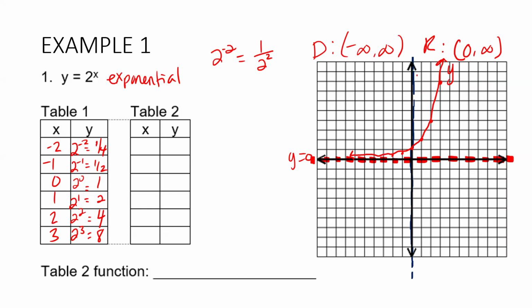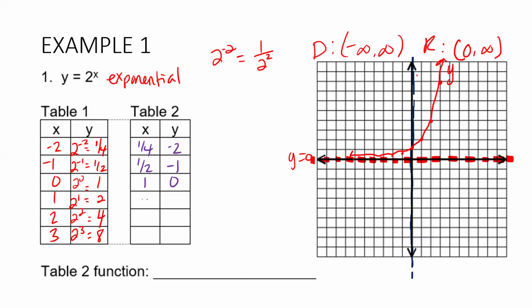Okay, now we're going to find the inverse. So the inverse means that your x's and y's are switching places. Okay, so instead of negative 2, 1, 4, we now have 1, 4, negative 2. Instead of negative 1, 1 half, we now have 1 half, negative 1. Instead of 0, 1, we have 1, 0.